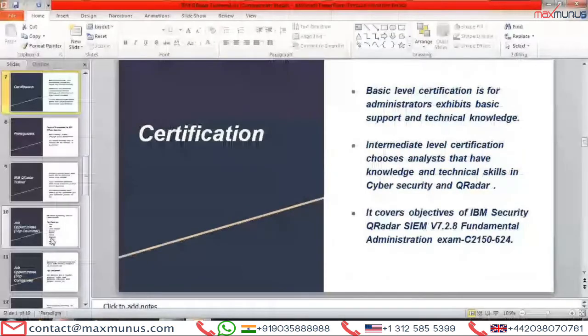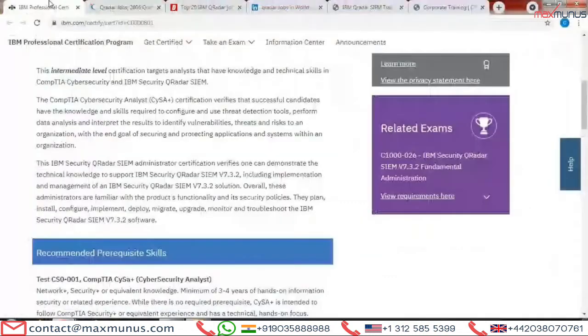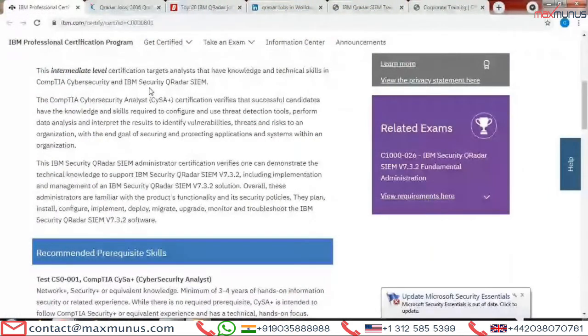The second one is the intermediate level of certification, which generally targets analysts that have knowledge and technical skills in CompTIA cybersecurity and IBM Security Curator SIEM. This certification verifies that successful candidates who have completed the intermediate level have the knowledge and skills required to configure and use threat detection tools, perform data analysis, and interpret the results to identify vulnerabilities, threats, and risks to an organization.